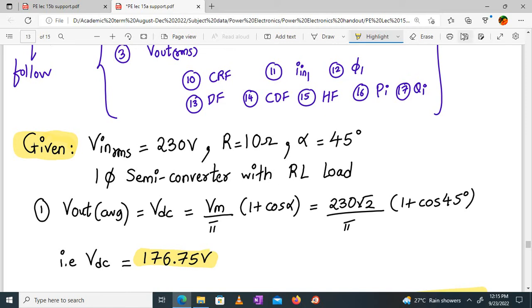Let's start. Calculate V out average, or call it VDC. For a semi converter, it's Vm upon pi (1 plus cos alpha). Please calculate and let me know what's the answer.